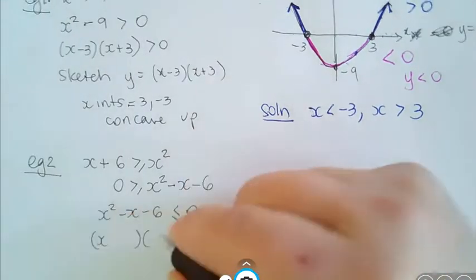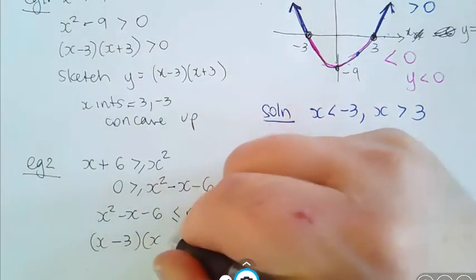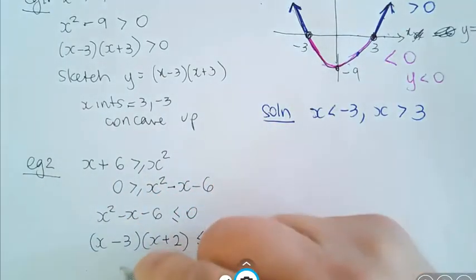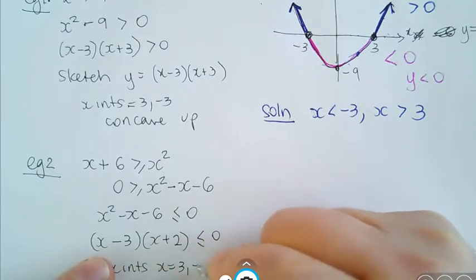X what? Now I will put it the other way. I'll do it the other way if everyone decided to take to the left, and you'll see what happens. We'll get the same answer. I think, yes, take away 3 plus 2. So what are my x-intercepts? They are x is 3 and negative 2.